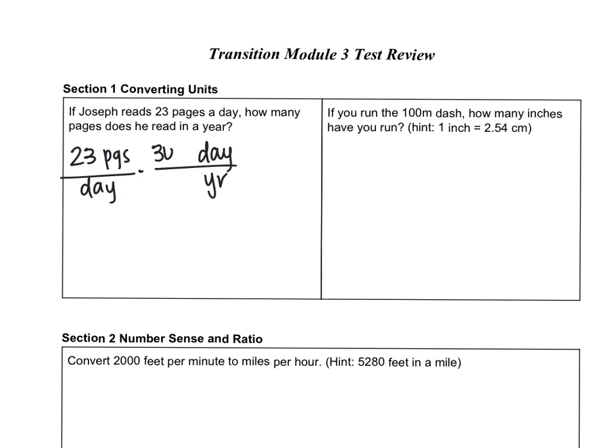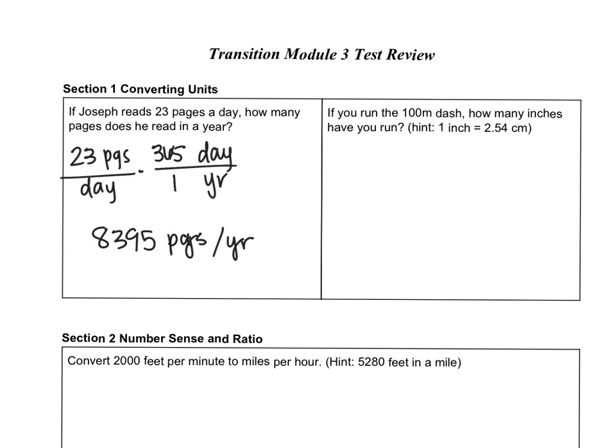And we know there are 365 days in a year. So we do 23 times 365, and we get 8,395 pages per year.